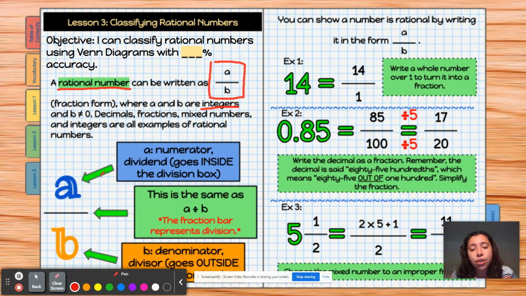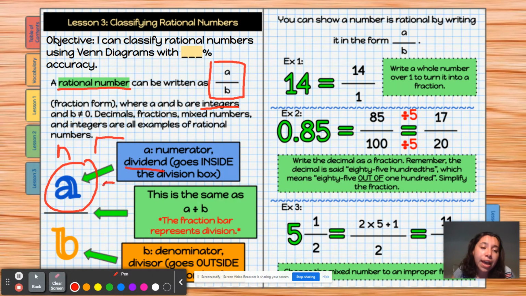So here's a good plot to help you remember. The a here is the numerator, okay? That's our numerator, the number that's on top. And it's also our dividend, the number that goes inside of a box when we divide something, okay? And it can also be the same as a divided by b, or b as the denominator, the divisor goes outside the box. So let me give you an example.